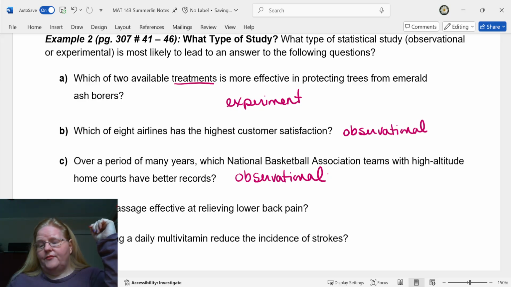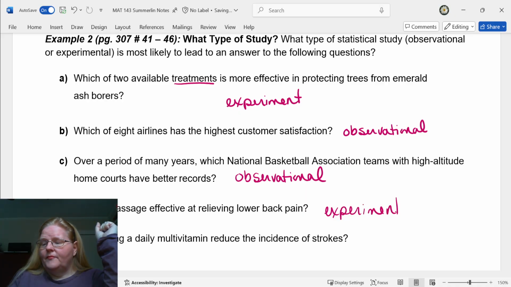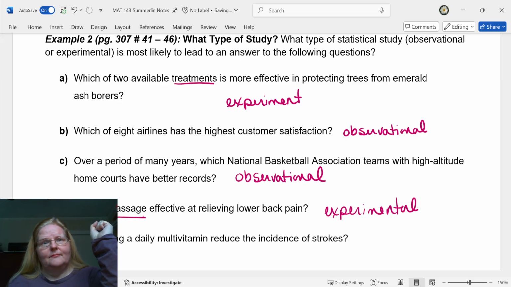Is deep massage effective at relieving lower back pain? Some people would think that is experimental, because you are massaging the lower back pain to find out if it is or not. They would be correct. It is experimental. If you don't do the deep massage, then you'll never know.